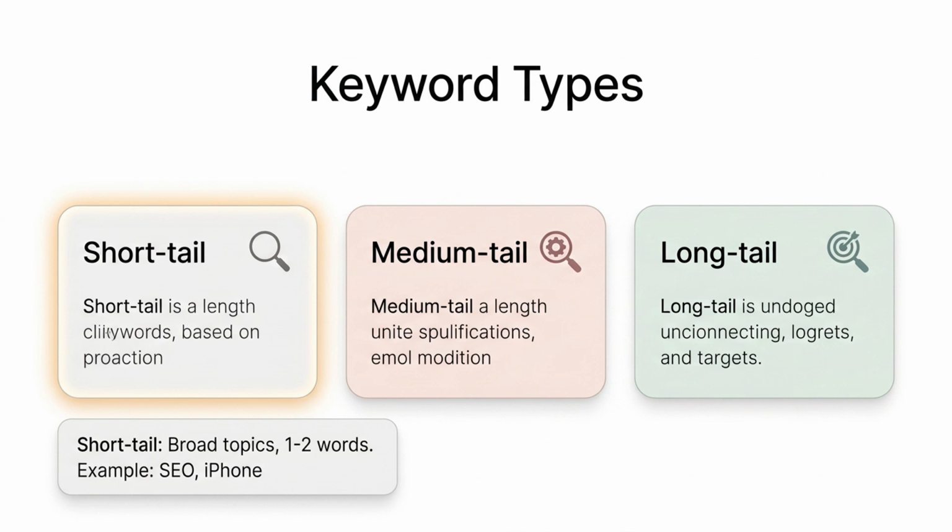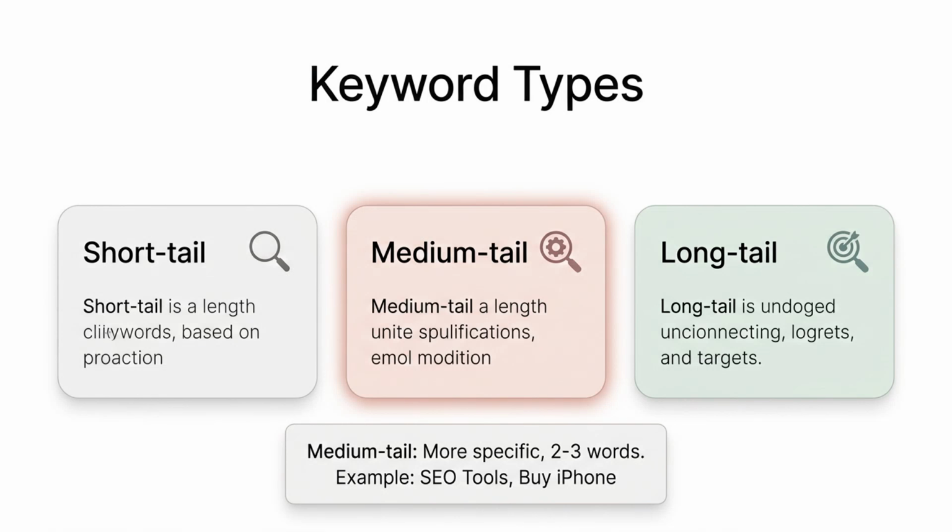While they have massive search volumes, they are also highly competitive and often lack specific user intent. Next are medium tail keywords, sometimes called mid-tail. These are slightly more specific, usually 2 to 3 words long. Examples would be SEO tools or buy iPhone. They strike a balance between search volume and competition, offering a clearer idea of what the user is looking for.